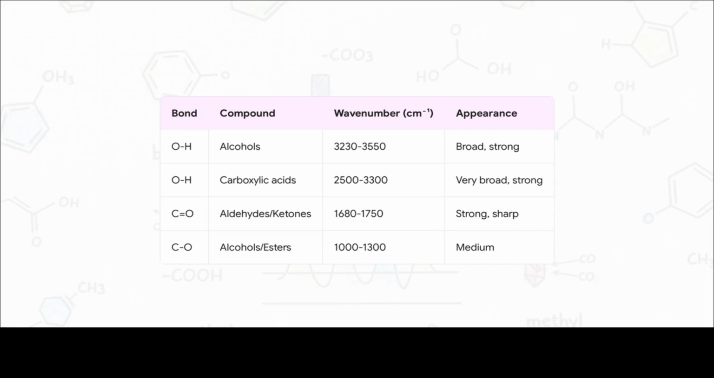Notice the OH bond in alcohol sitting in a broad range between 3230 and 3550, and then look at that incredibly distinctive, sharp C=O dip right around 1680 to 1750. You've got to lock these numbers in.